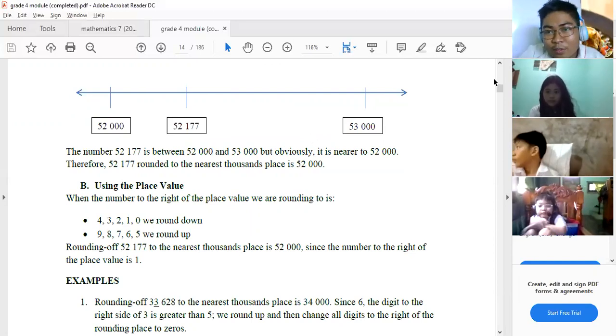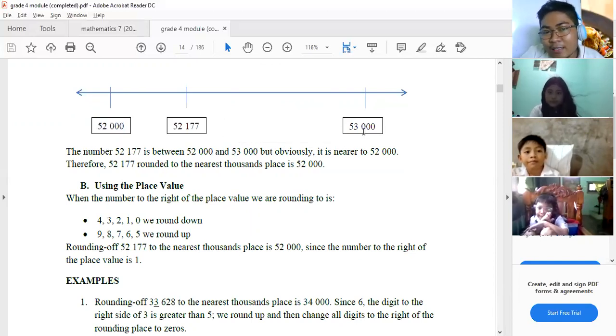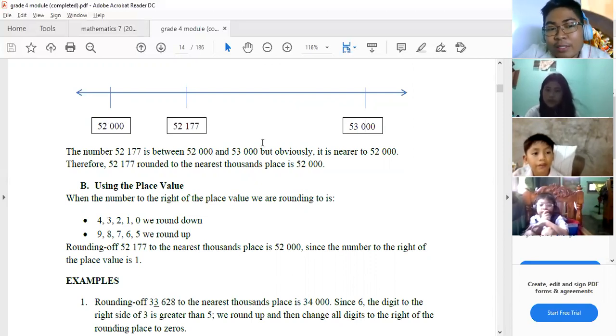Using the number line, 52,177 is between 52,000 and 53,000. It's in the middle, right? But obviously, which is it closer to, 53,000 or 52,000? 52,000. Therefore, our answer must be 52,000.